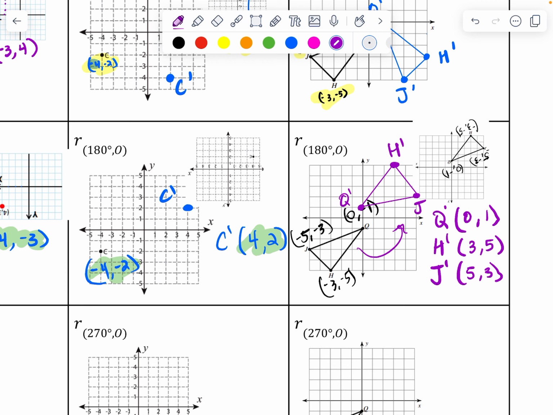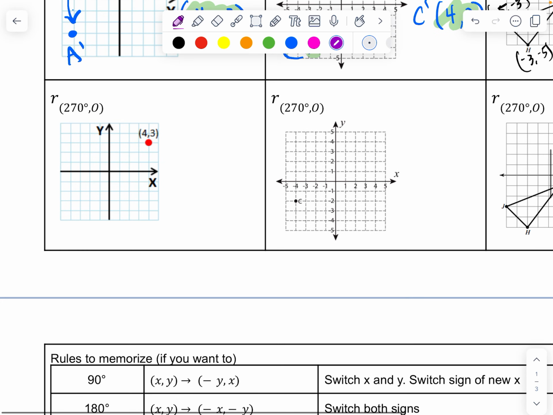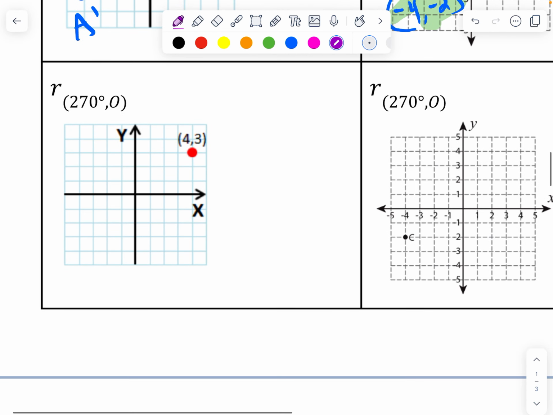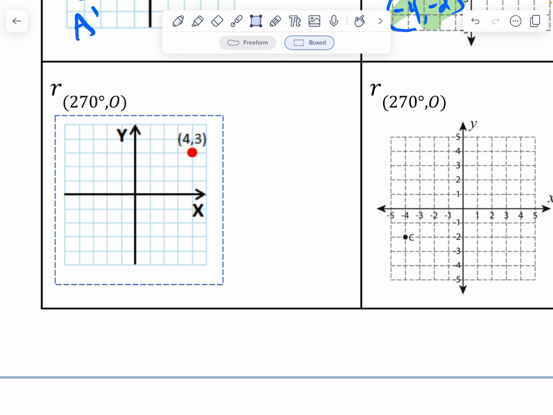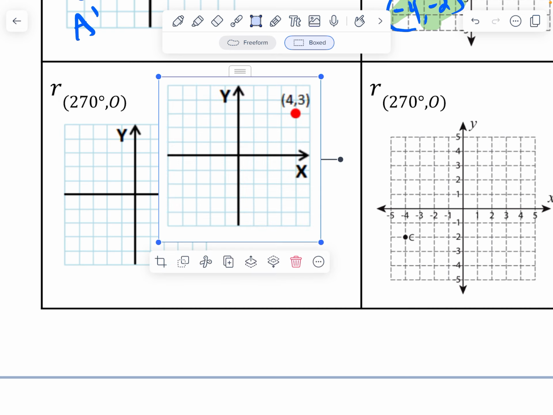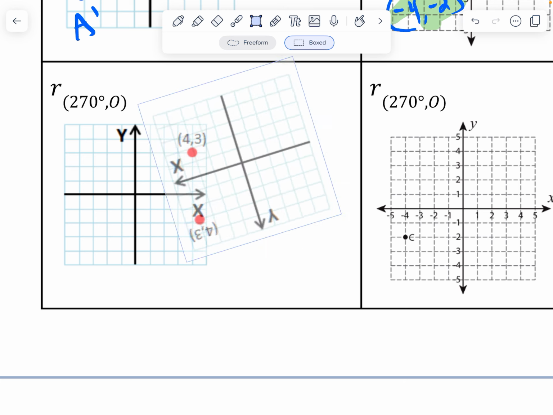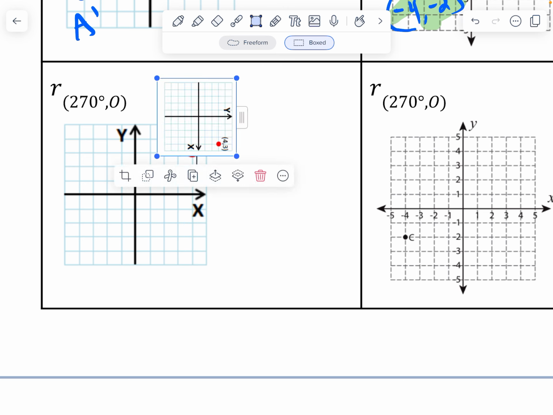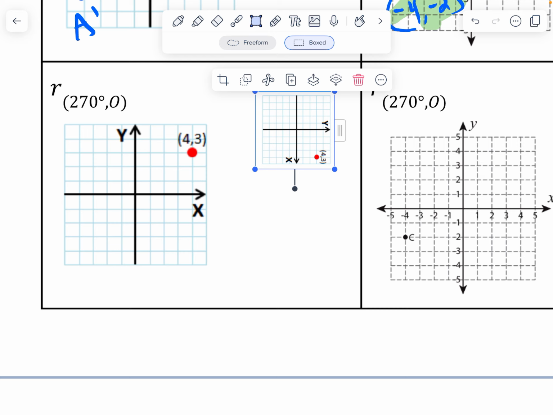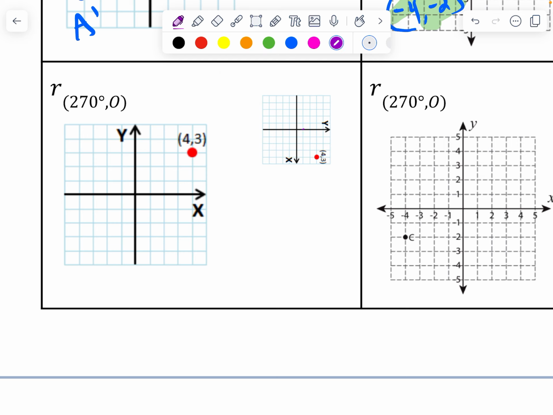Just rotated once, twice. Gorgeous. All right, last one. 273 rotations around. I bet y'all could figure this out without me at this point. Copy, paste. 1, 2, 3 rotations. All right, this is looking like A prime is going to be at 1, 2, 3, 4. So A prime is at positive 3, negative 4.